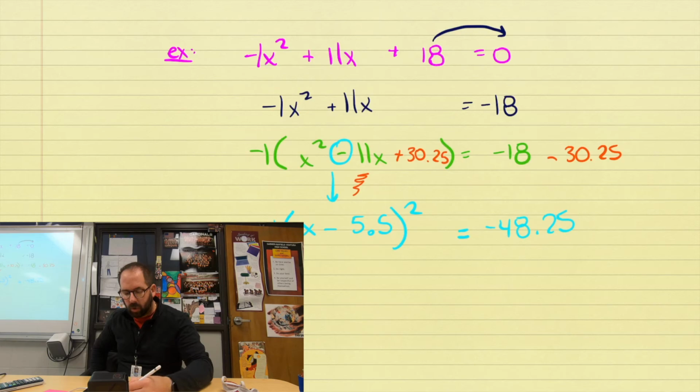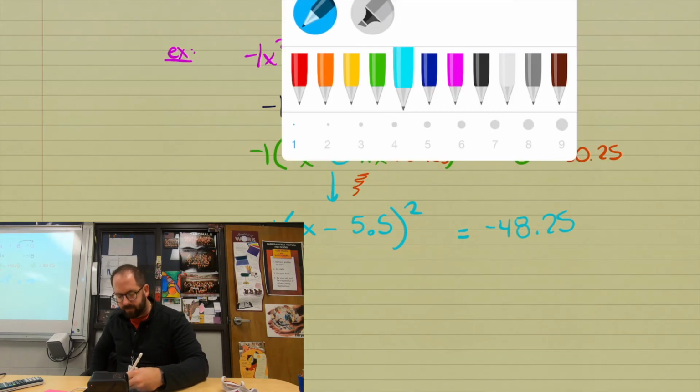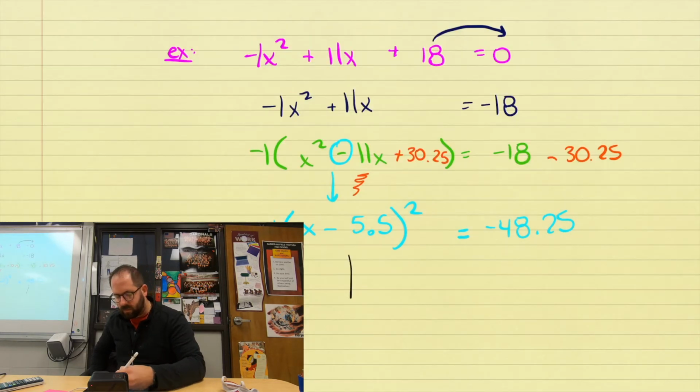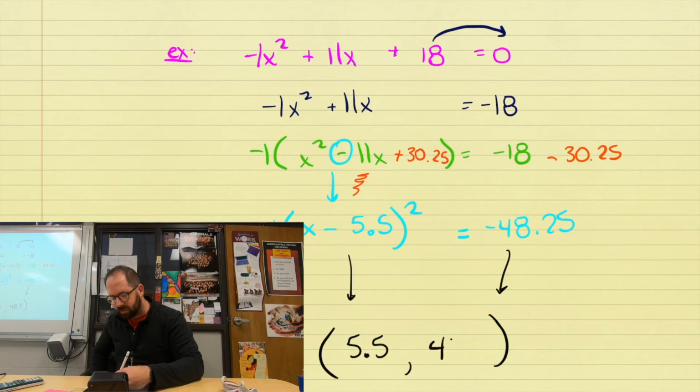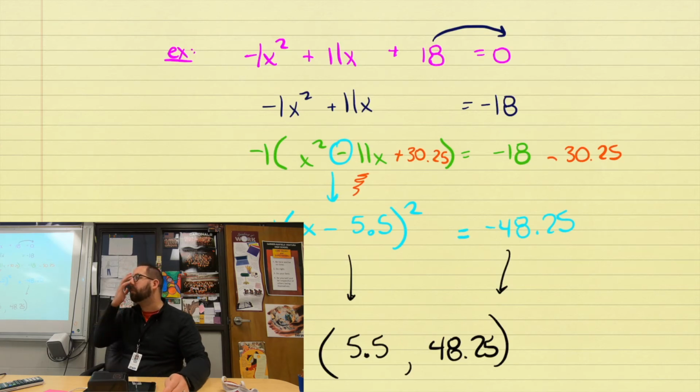All right, what are my coordinates? What are we getting? 5.5 and 48.25. Yeah, so it's the opposite of those numbers. You're right. They're going to both turn positive. That's the vertex. This is actually a maximum on this graph. It's the highest point on that graph that we have.